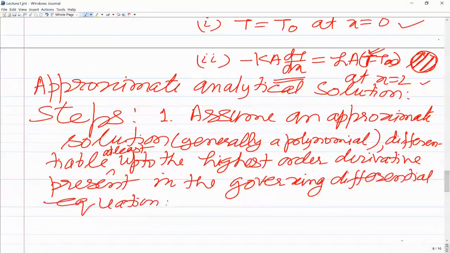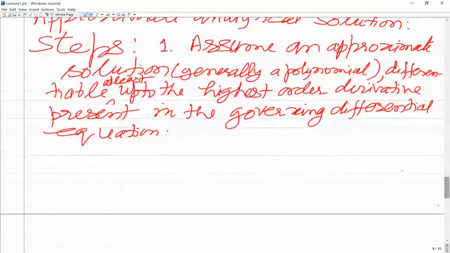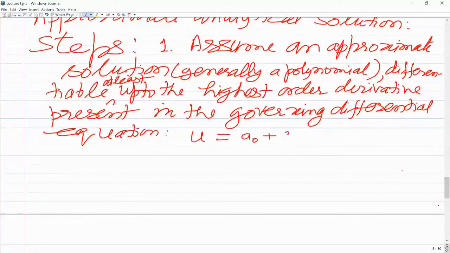So that means, let us say we are talking about the first problem, that rod problem where load is there. So the basic unknown is your u, which is a function of x. So you may assume this u equal to some polynomial a0 plus a1x plus say a2x square, where a0, a1, a2 are unknown constants, and this x is the x coordinate.